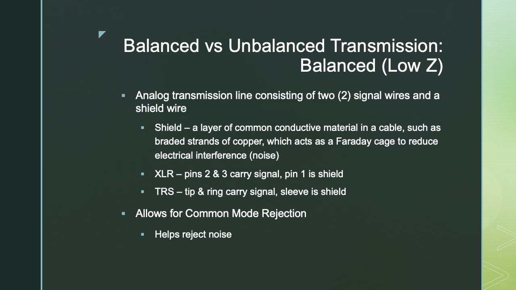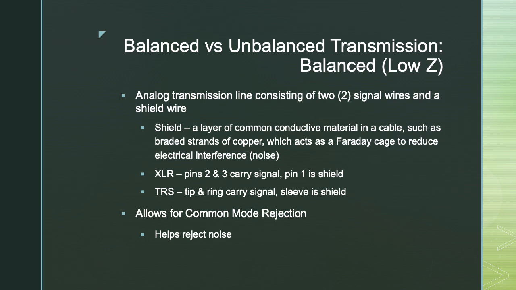Analog audio signals can be transmitted via balanced or unbalanced transmission lines. We will start with balanced or low Z. Low Z stands for low impedance. The Z is another symbol for impedance. A balanced or low Z signal is an analog transmission line consisting of two signal wires and a shield wire. A shield wire is a layer of common conductive material in a cable, such as braided strands of copper, which act as a Faraday cage to reduce electrical interference or noise.